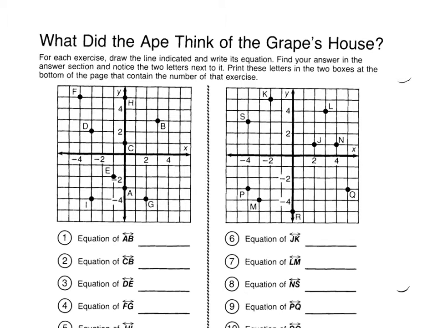So the first thing I need to do is locate on the graph point A and point B so that I can make a line and connect those two. If I look, it looks like I have point A right here, okay, and point B right here.